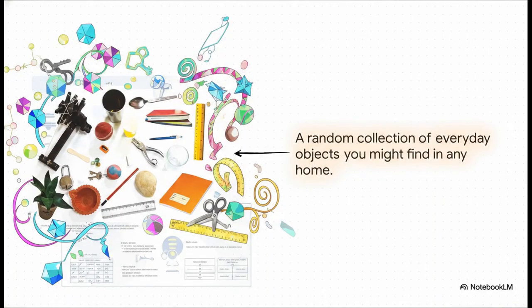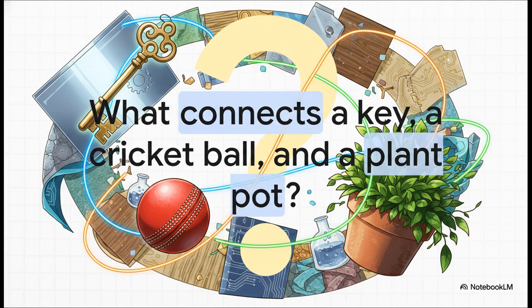At first glance, this is just a random pile of things, right? A key, a ball, a ruler, a plant pot. They couldn't seem more different. But I promise you, there is a fundamental connection that ties every single one of these items together. So what is it? What's the secret thread linking these completely different objects? That's the exact mystery we're about to solve.